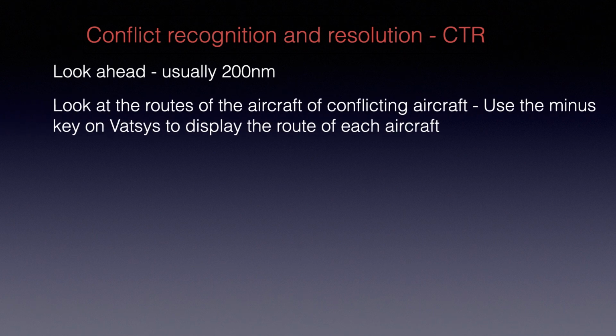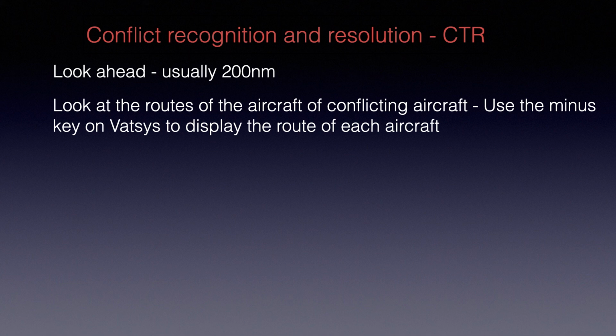What I do is look at the routes of the conflicting aircraft, and I basically use the minus key. In VATSIM, you highlight one guy and hit the minus key, and it shows you his route and the timings he's going to be at certain waypoints. And I look at it and say, well, if two guys are going to be at Razzie at time 03, I need to take action. Either increase the speed of one and slow the other guy down, but basically have some sort of sequencing. So 200 nautical miles is what you should be looking for.